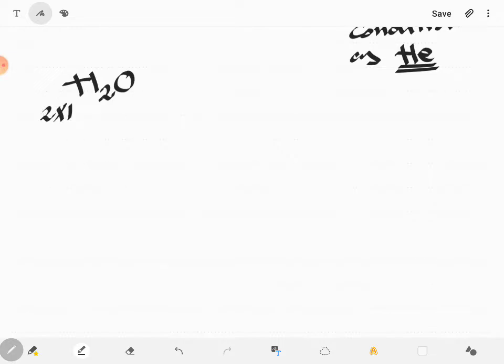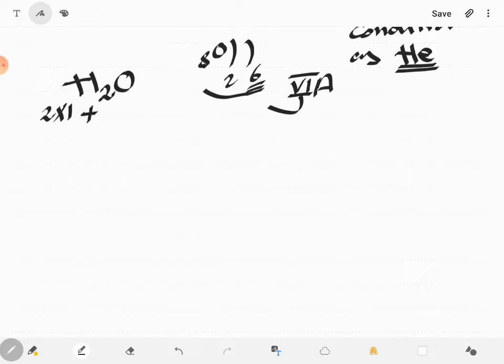So 2 by 1, plus oxygen in group 6A. Oxygen is 2, 6, so it has 6 electrons in the outermost shell. This is called valence electrons. Since it's in group 6A, it has 6 external electrons. So the total is 2 by 1 plus 6, which is 8 electrons. Okay.